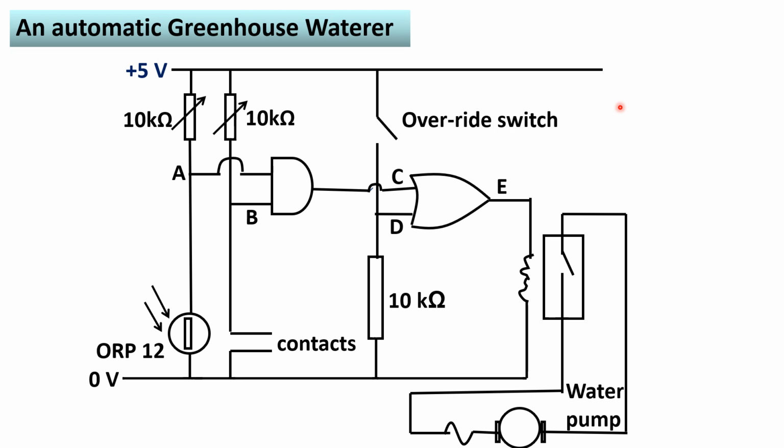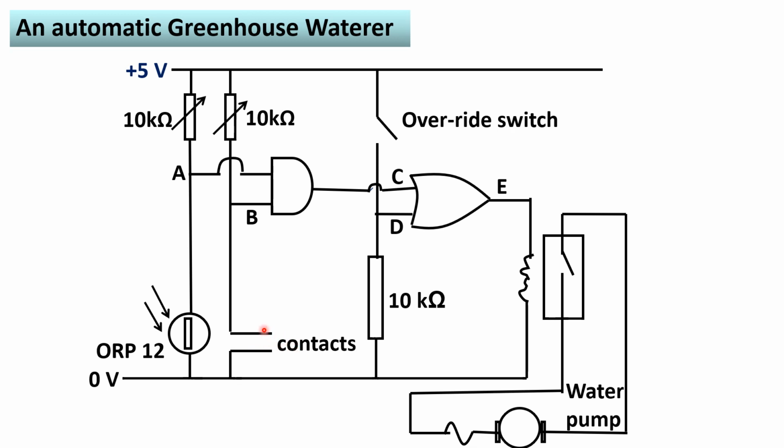For our last question, we will be referring to this circuit diagram of an automatic greenhouse waterer. As shown, there are two gates. We have here the AND gate and again the OR gate. And you see again here an LDR, or a photocell, ORP12. We have what we call contacts.